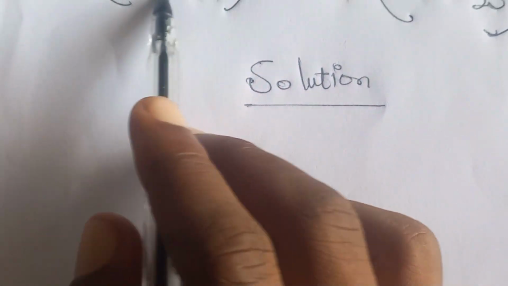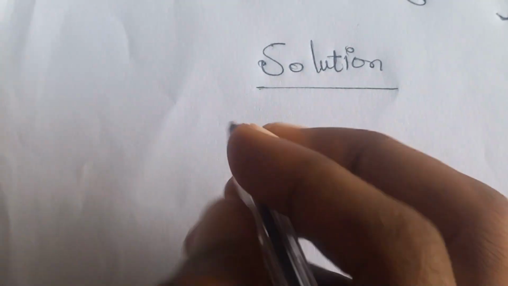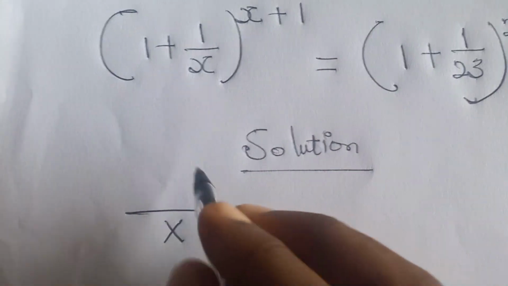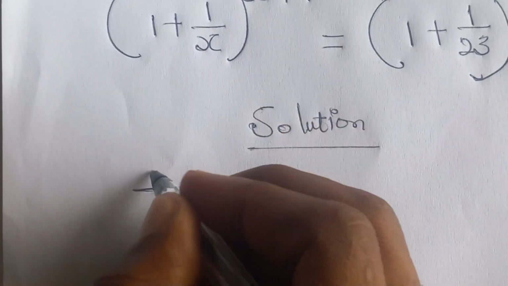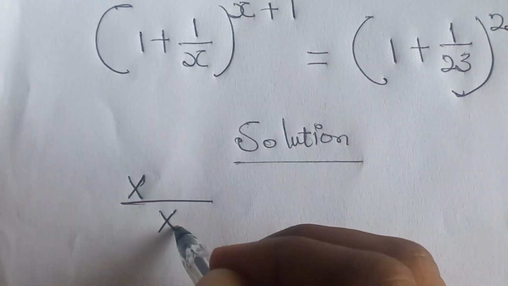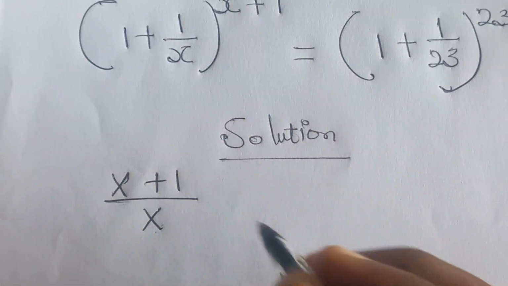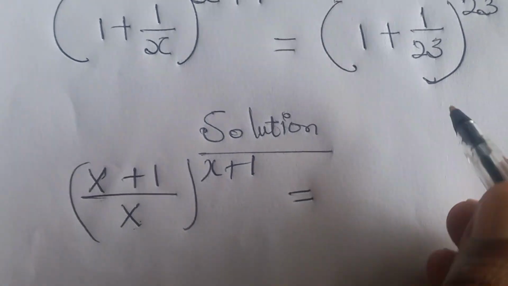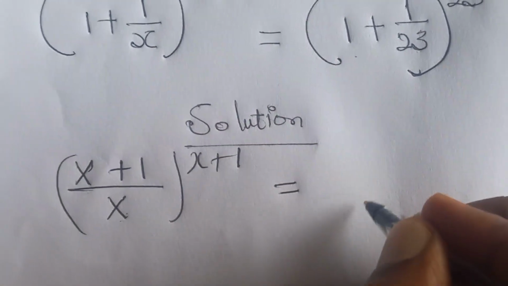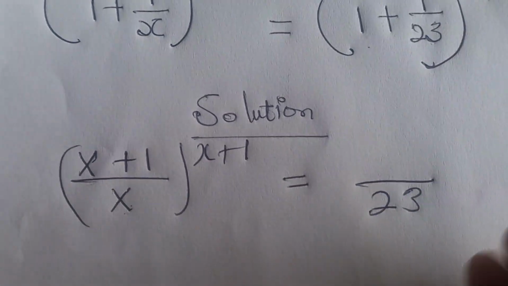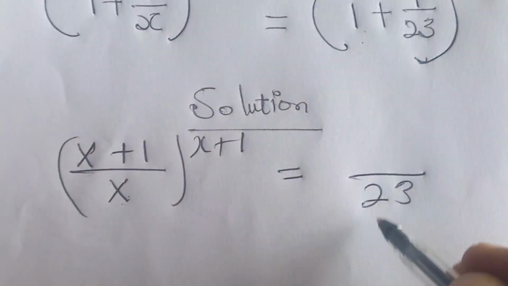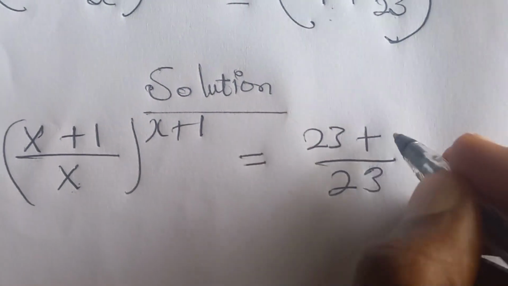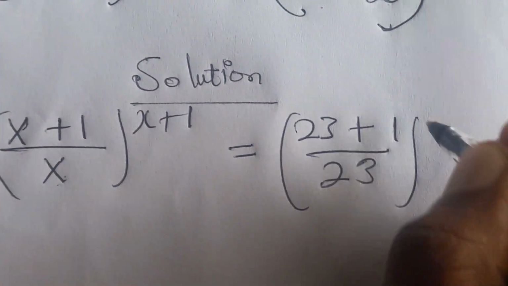So from here, you can see that we get the LCM to be x. Then x times 1, we are going to get x here. Then x divided by x, which is 1. So (x + 1)/x, all exponent x plus 1, is equal to... Now you can see that 23 will be the LCM. Then 23 plus 1, all over 23. So (24/23), all exponent 23.